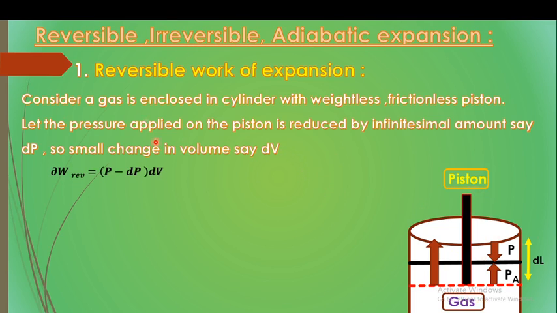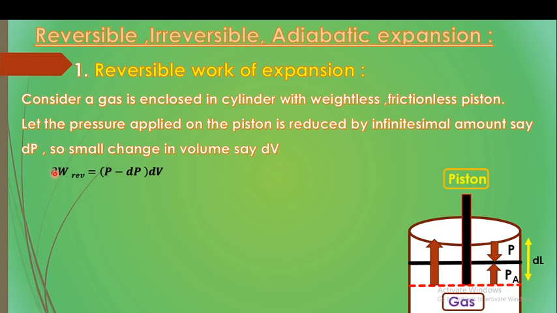So this is the diagram for the gas enclosed in a cylinder having a frictionless piston, and the pressure applied on the gas is reduced by a small amount called dP, with a small change in the volume called dV.